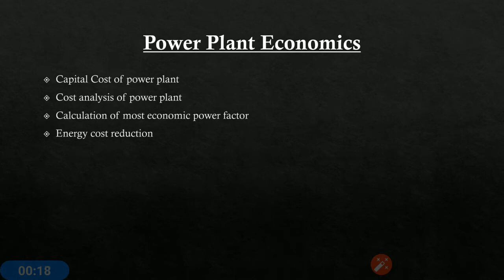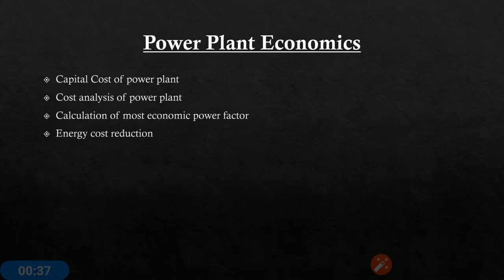Welcome all. So today we'll be discussing power plant economics. It is a very important topic as far as power plant operation is concerned. This topic will tell you whether the operation of a power plant is economical or not.